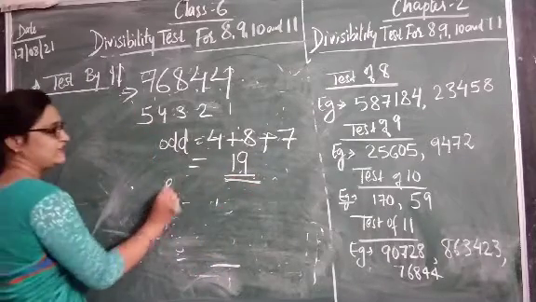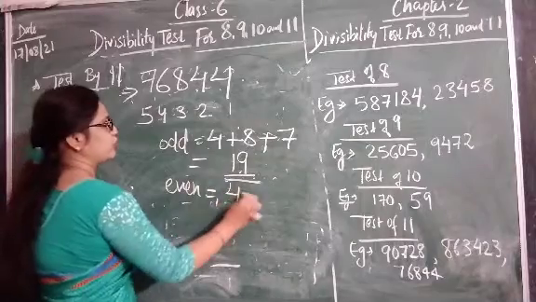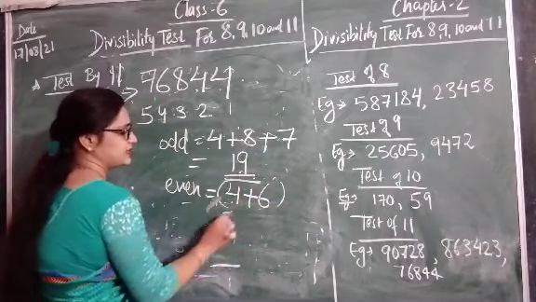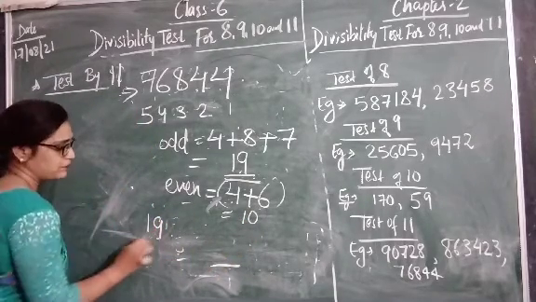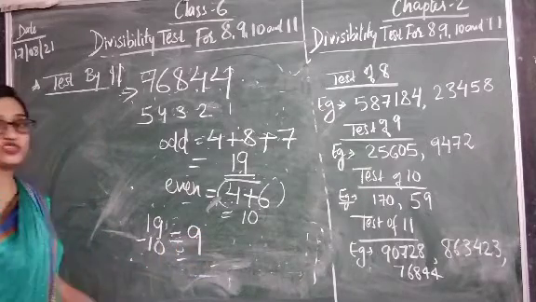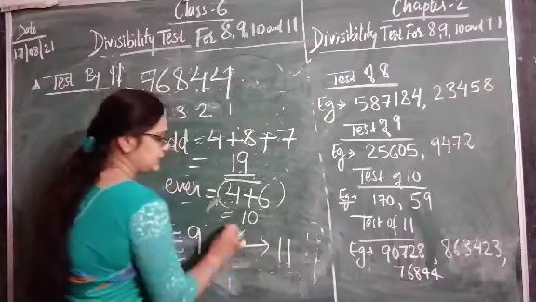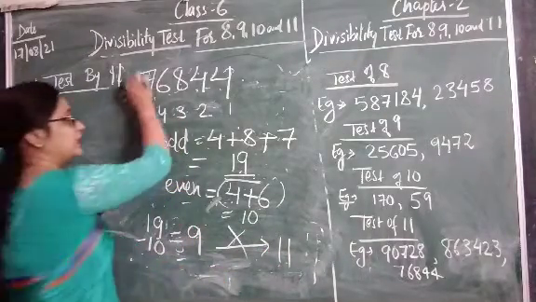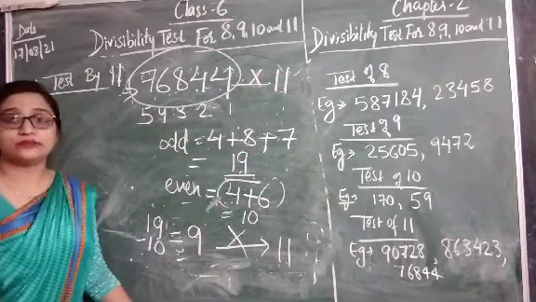The next one, the even places sum we are finding, that is 2 and 4. At the 2nd position 4 is there and at the 4th position 6 is there. That is 4 plus 6 equal to 10. Now just find the difference. 19 minus 10 equal to 9. Check whether this 9 is divisible by 11 or not. No, this 9 is not divisible by 11. Therefore, we can say that the given number is not divisible by 11.